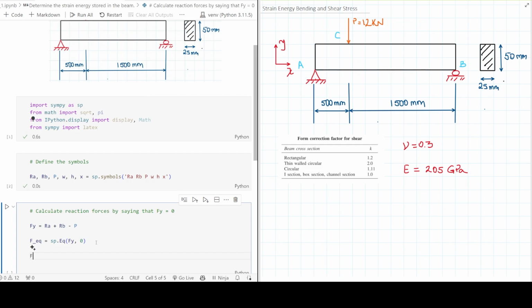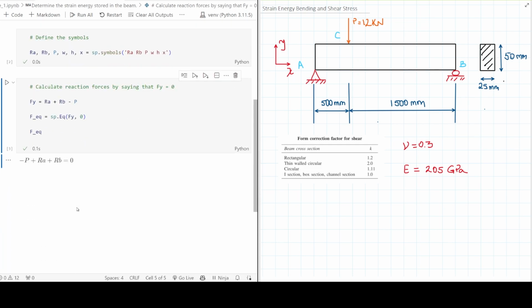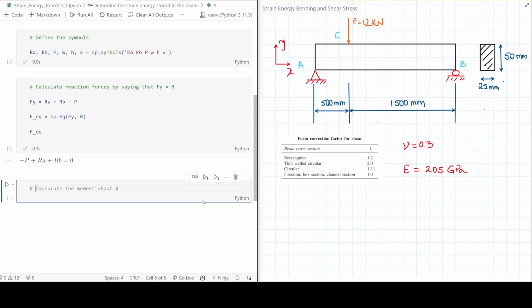And actually, if I print this out, run this, I'm going to have, as mentioned, minus P plus reaction in A plus reaction on B equal to 0. Awesome. Now, this is not enough. I need now to work with the moments to find out the value of these unknowns. So let's see then. Calculate moments about, or let's put moments about A. That's a good point. And I'm going to say that moments about A are going to be equal to what?